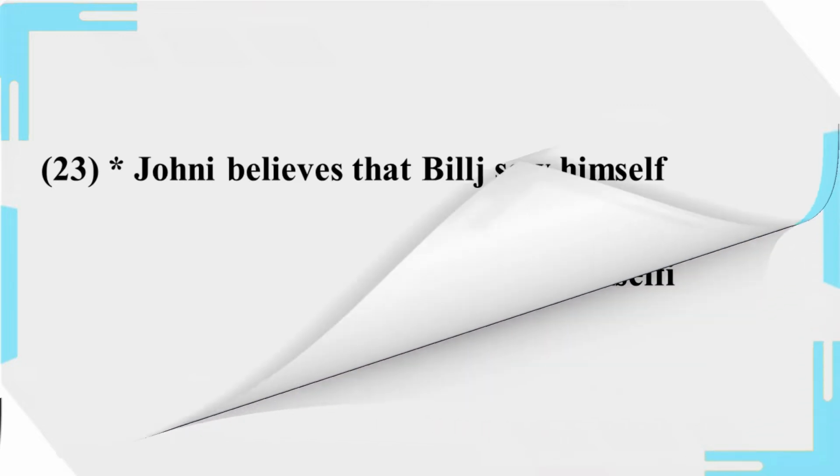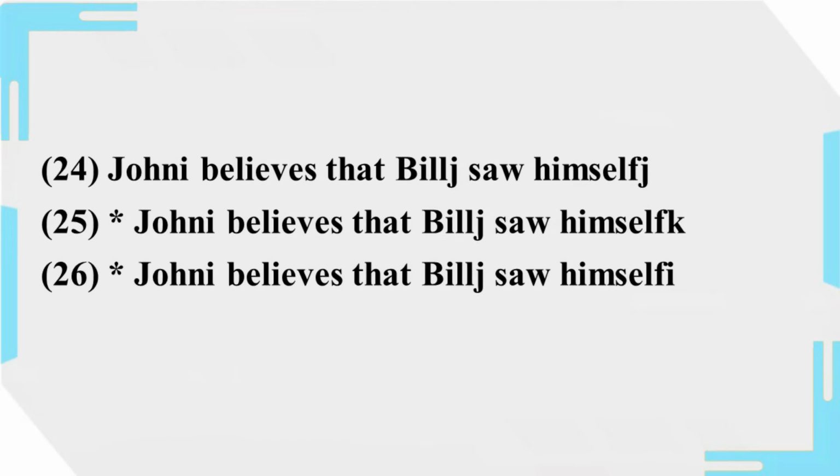John believes that Bill saw himself. This sentence is deviant. If we replace the reflexive by an A, the result is very awkward, but you can make sense of the result. Look at these sentences. John believes that Bill saw himself. Neither of our three conditions are violated in this last sentence. What then explains the deviance of example 26?